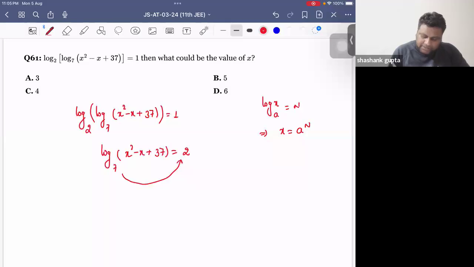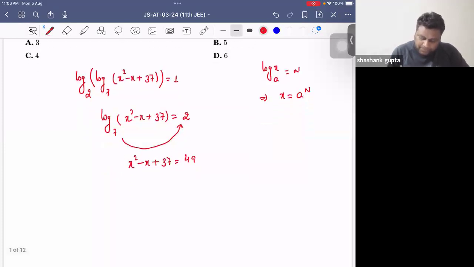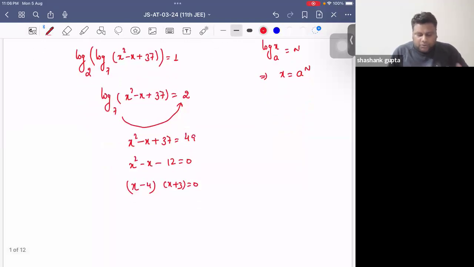Now it will be 7 to the power 2. So x square minus x plus 37 is 7 to the power 2, which is 49. So it is x square minus x minus 12 equals 0. Now if I factorize it, it will be x minus 4 into x plus 3 equals 0. And both will be your valid answers. All right. So x equals minus 3 and 4.